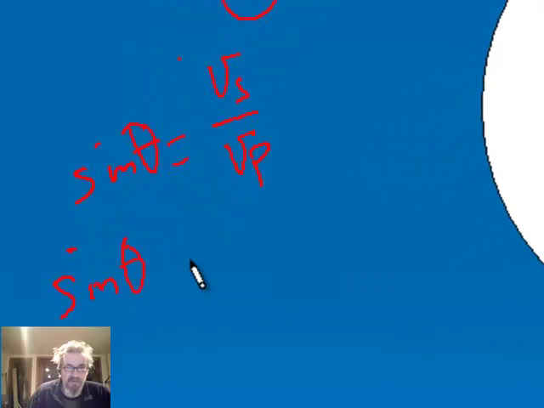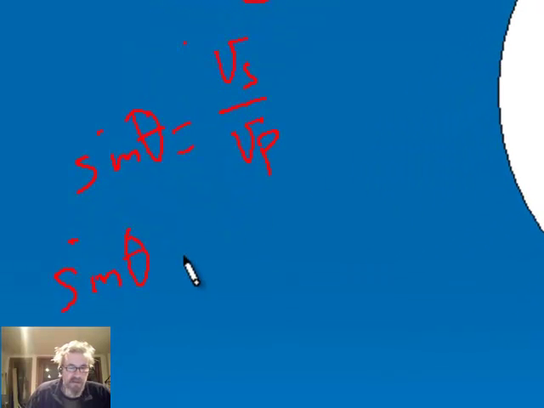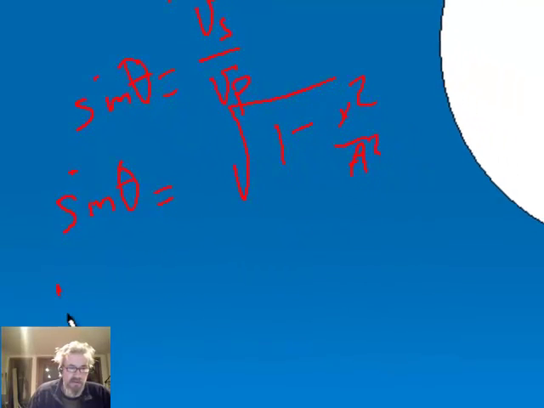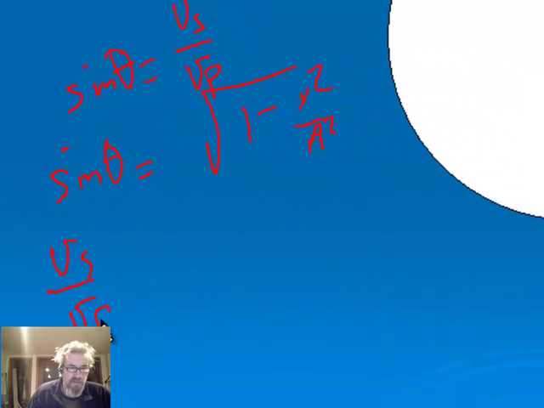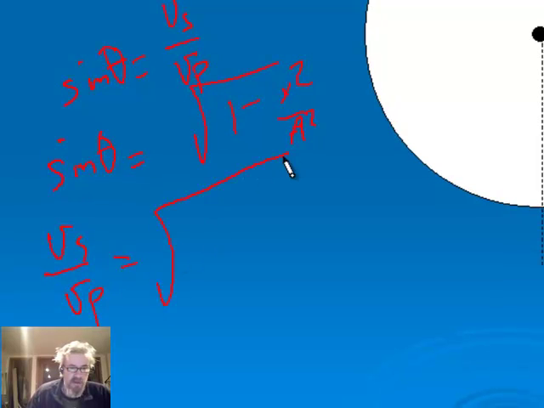But remember what sine of theta is? We just saw that the sine of theta, this same theta, is the square root of 1 minus X squared over A squared. So let's put these two together then. Vs over Vp is equal to the square root of 1 minus X squared over A squared. Here's what that means. Vs, the velocity of the shadow, is equal to the velocity of the pin times the square root of 1 minus X squared over A squared.